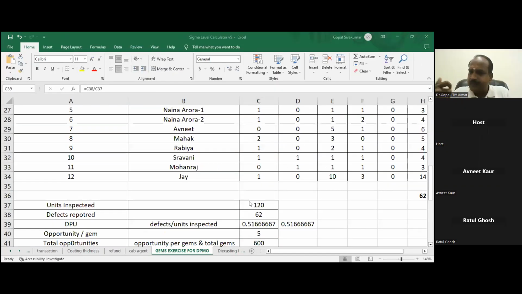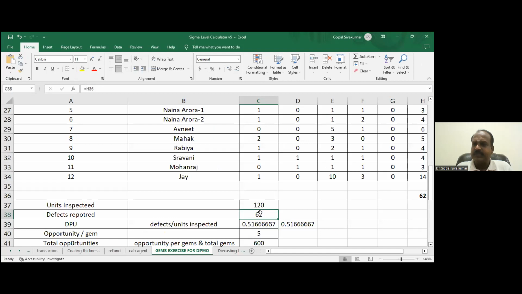Numerator is number of defects, denominator is number of units. What is the number of defects noted? 62. What is the number of units inspected? 120. 62 by 120, all of you will get 0.51. Hope it is clear.